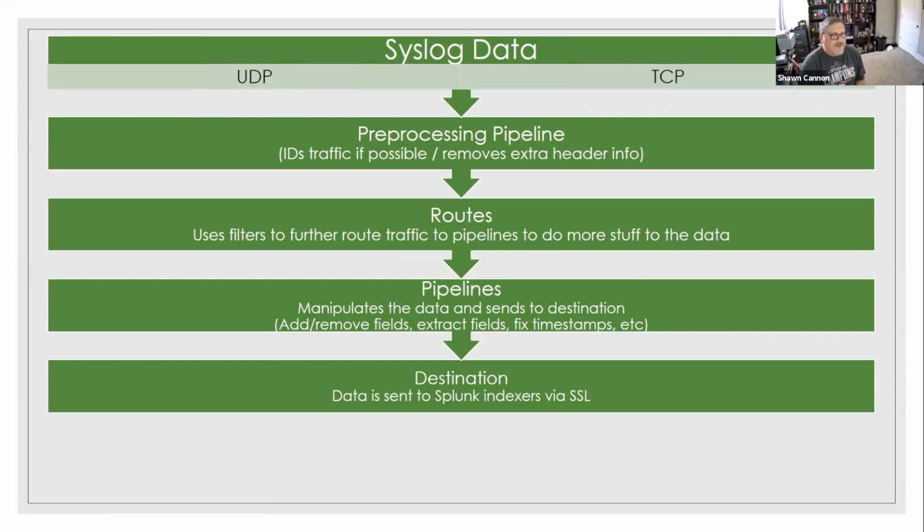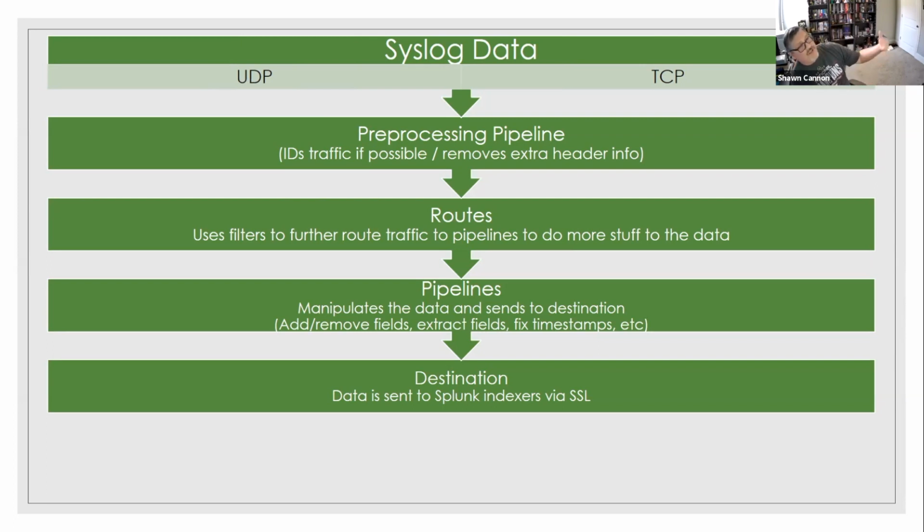I've got UDP and TCP 514 enabled as a syslog source. There's a pre-processing pipeline that will do what it can to identify the traffic for me using a lookup file. It also removes some extra header info from the data, so it will slim down the data somewhat before it goes into Splunk. I'm not using every piece of the pipeline that David provided me, but I'll at least show you what I am using.